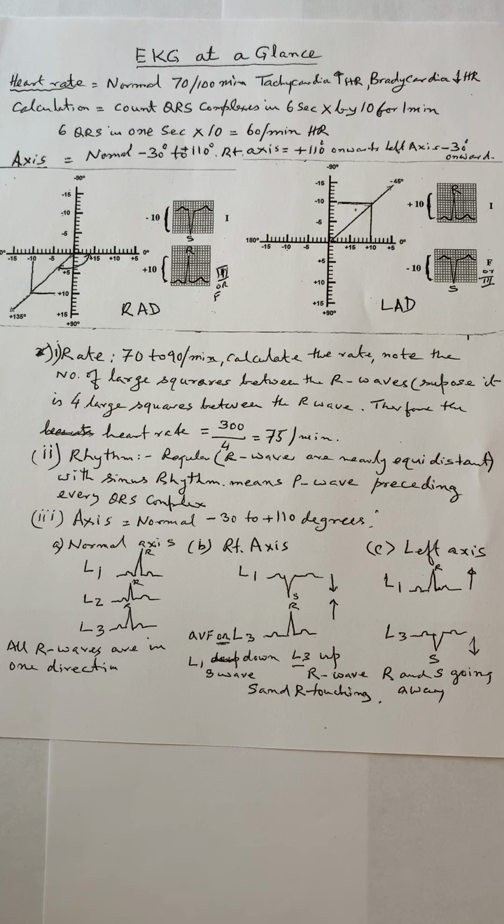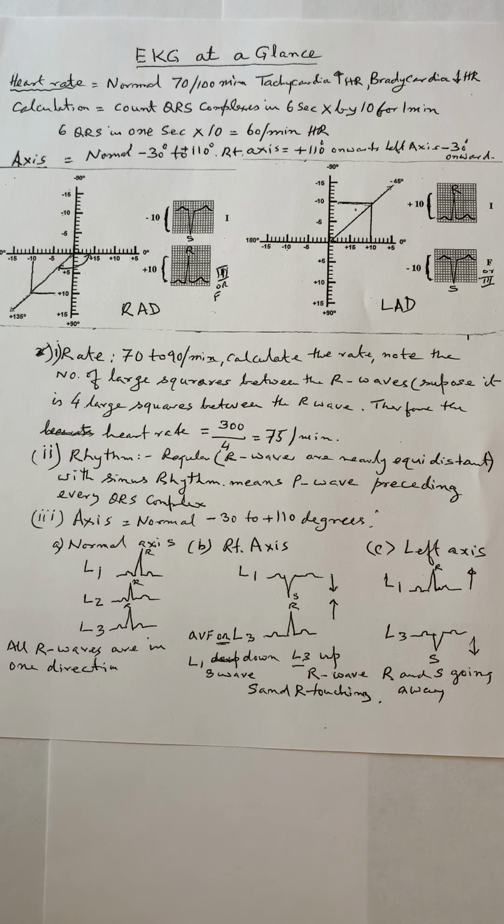Now before we start looking at an EKG, we should look at the name of the person, the age of the person, and the gender of the person. Of course, the date should also be recorded on the strip and it should be noted.